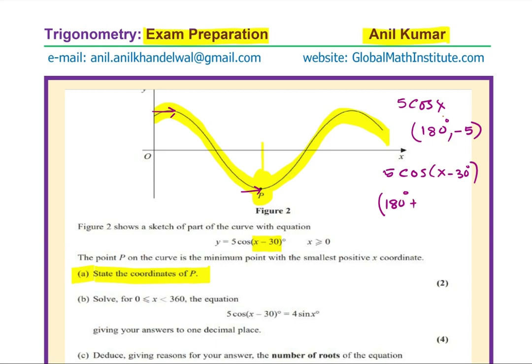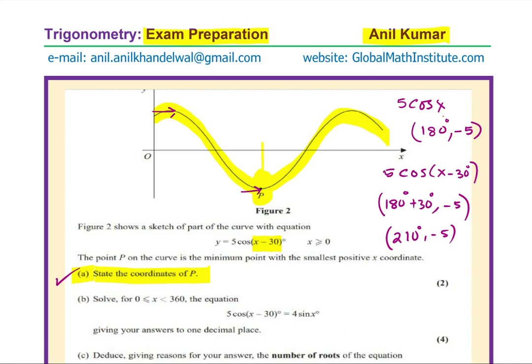180 degrees plus 30 degrees, and the value will remain as minus 5. So it is at 210 degrees that we get a minimum value of minus 5, and that is how we can write down the coordinates of point P.